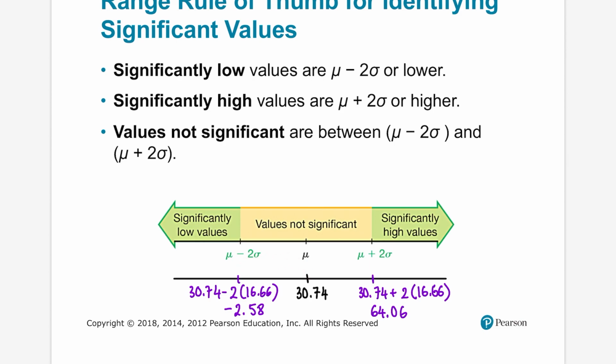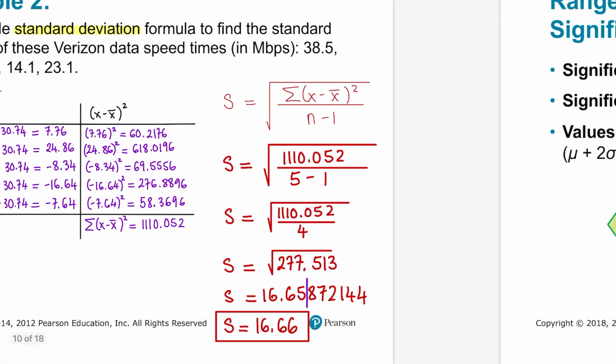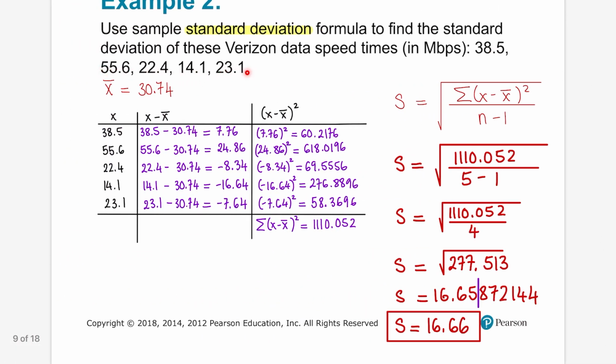So any number within negative 2.58 to 64.06, we call them not significant. Any number that is larger than 64.06 is significantly high. And any number that is below negative 2.58 is significantly low. So if you go back to look at these data right here, none of those are significantly high or significantly low. So we call these numbers not significant.